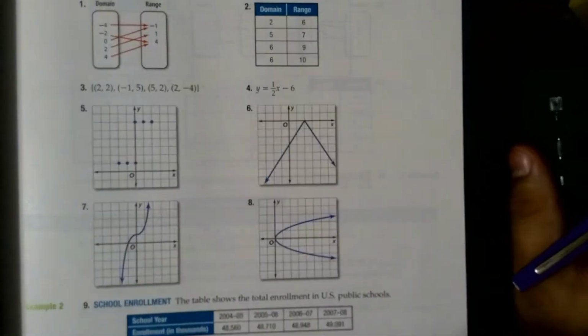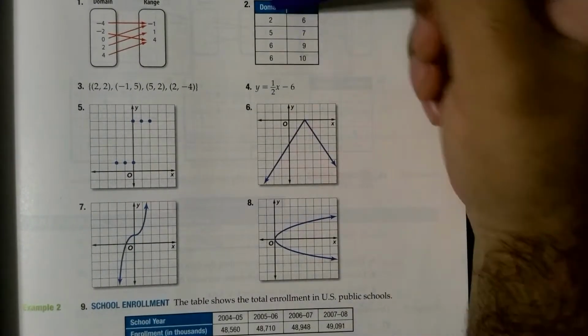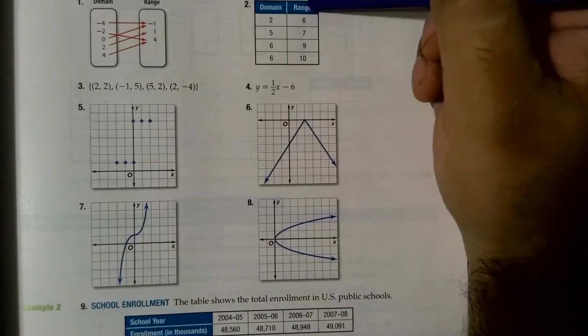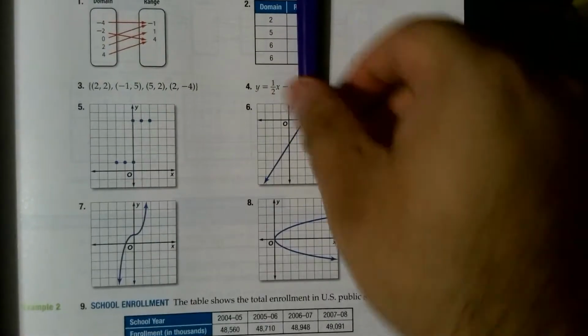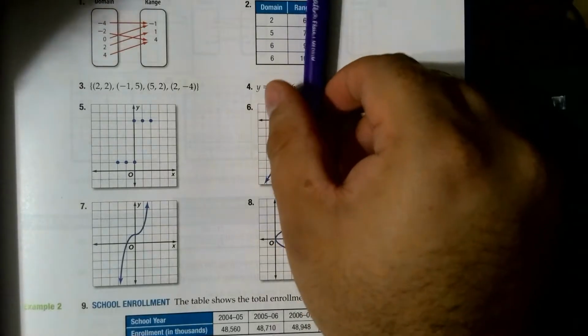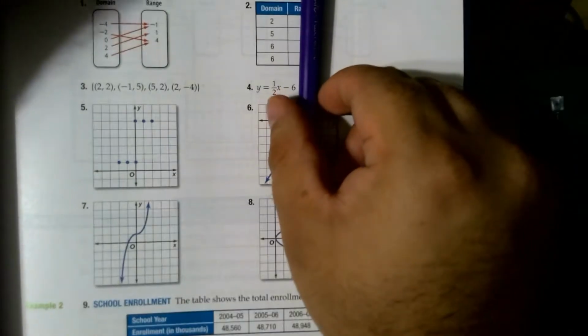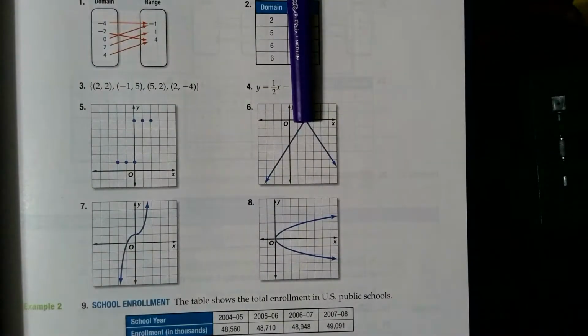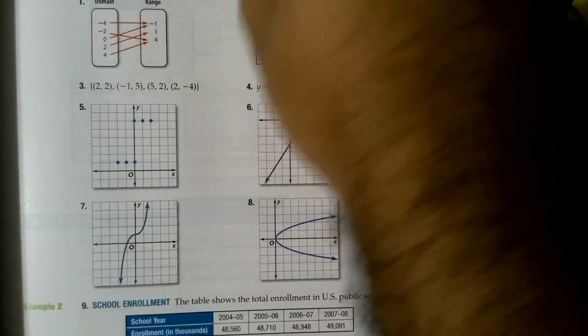Odds only, so let's do some even ones. Is each relationship a function? Explain. Range doesn't matter. We can ignore it. What range? I don't see no range. There's no range there. Look at that, boom, it's gone. We're looking at our domain, aka our x's. Do our x's repeat? 2, 5, 6, 6. Double 6. Goodbye. Not a function.